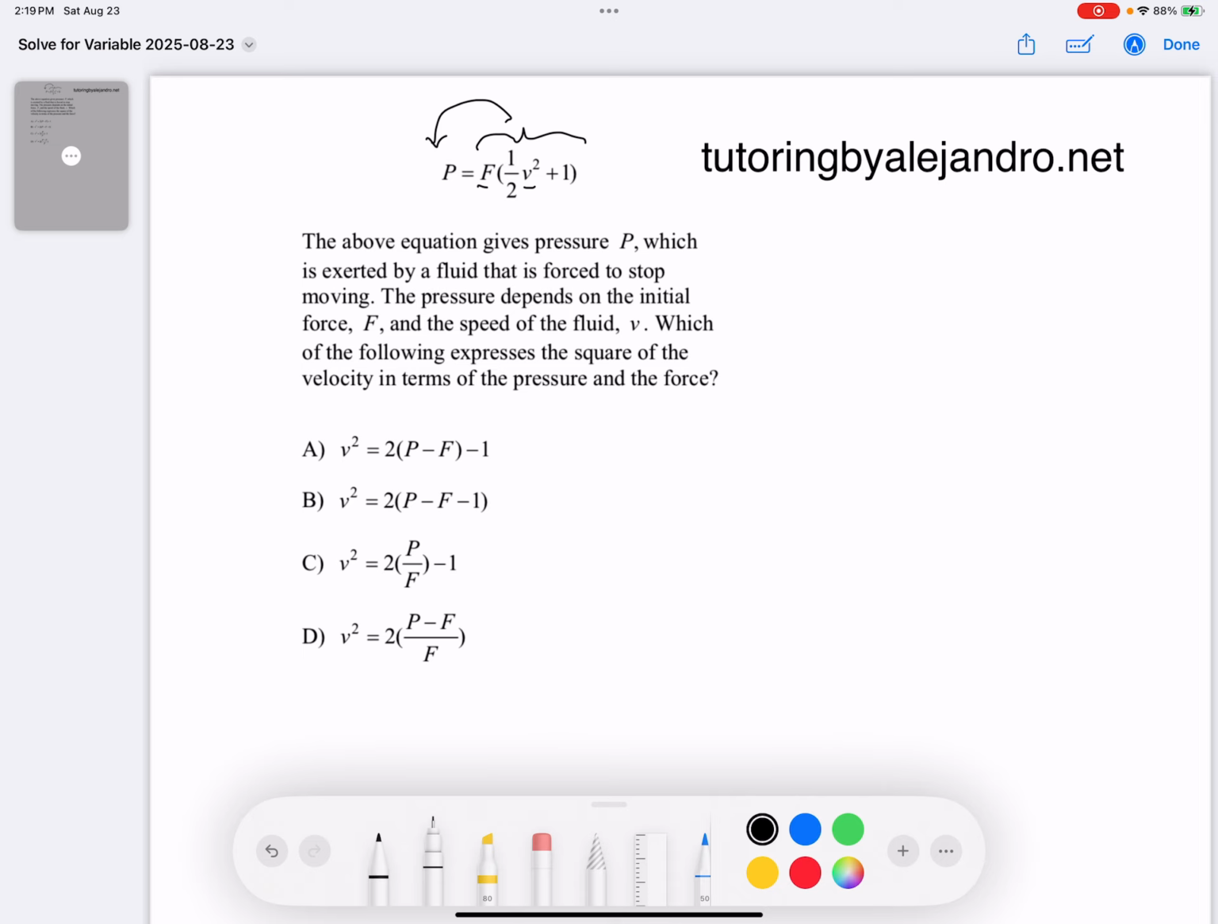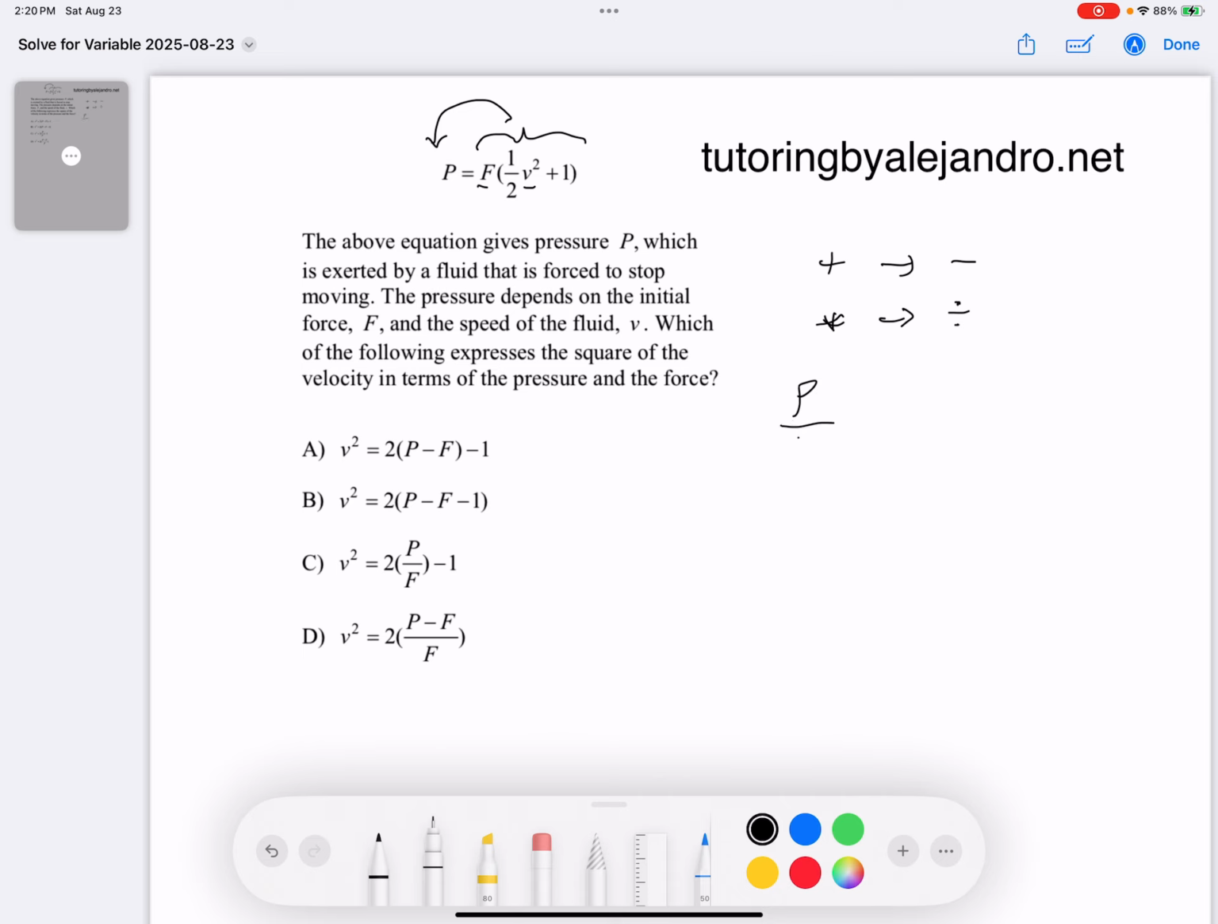So the way we think of mathematical operations, to get rid of something, quote unquote, you want to apply the opposite operation. So if something is adding, you're going to apply subtraction. If something is multiplying, you're going to apply division, right? So that f is multiplying, right? Whenever you see a number or a variable right next to a parentheses, that is multiplication. So what I want to do is divide on both sides, right?